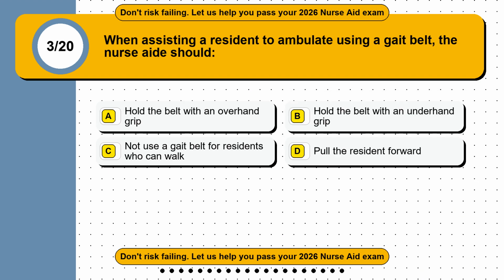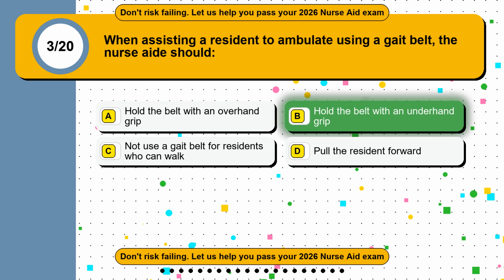Question 3. When assisting a resident to ambulate using a gait belt, the nurse aide should: Option A, hold the belt with an overhand grip. Option B, hold the belt with an underhand grip. Option C, not use a gait belt for residents who can walk. Option D, pull the resident forward. The correct answer is option B, hold the belt with an underhand grip.